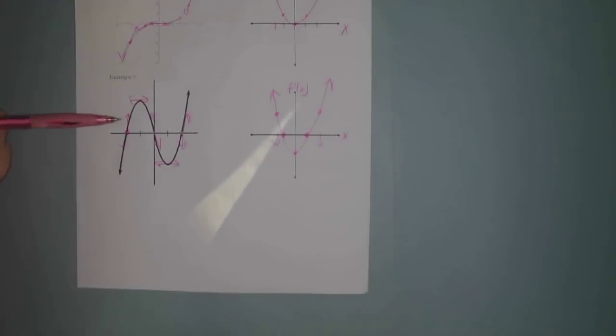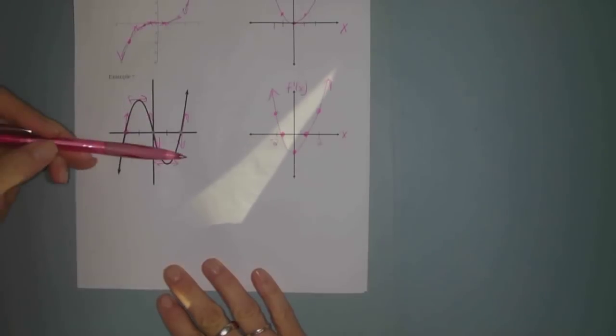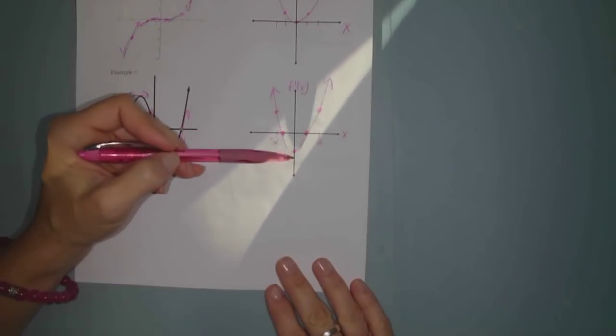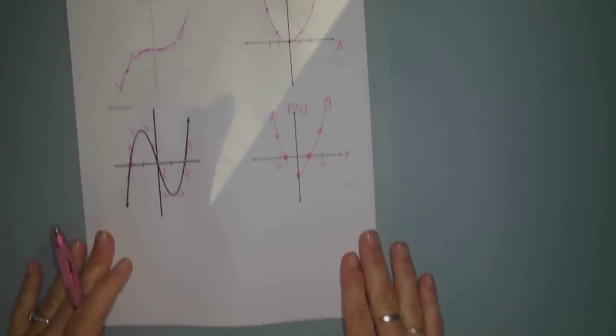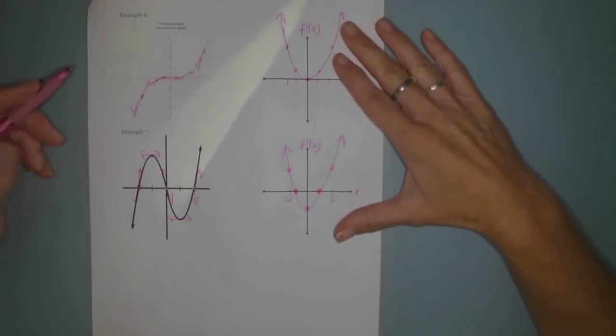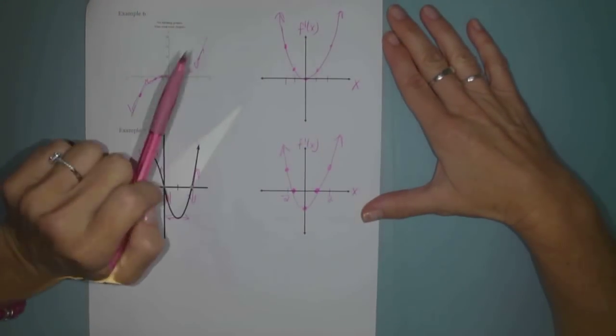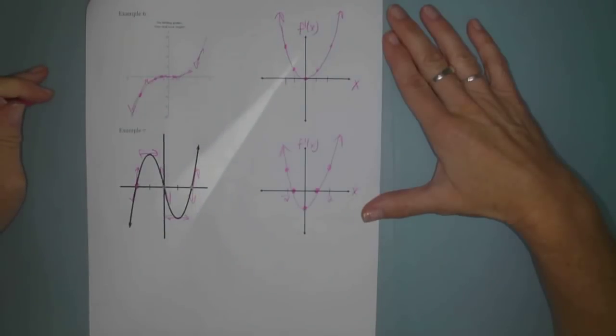Very cool. So my slopes go positive, 0, negative, 0, positive. So hopefully this video made sense. This is how you sketch a derivative graph from an original graph. And I'll see you on the next video.